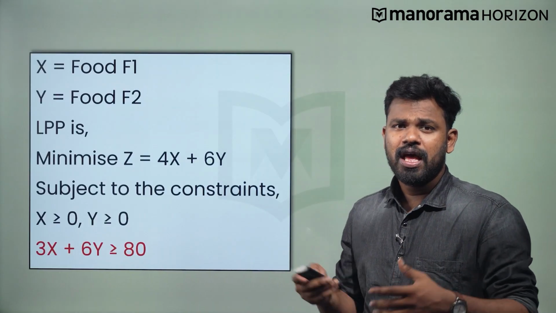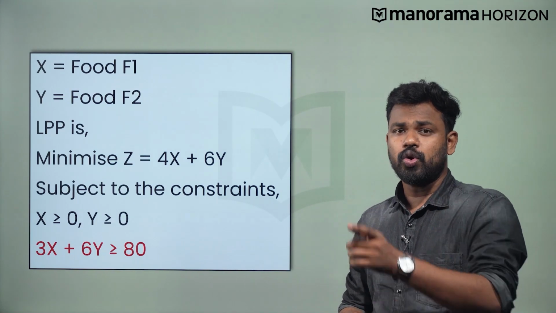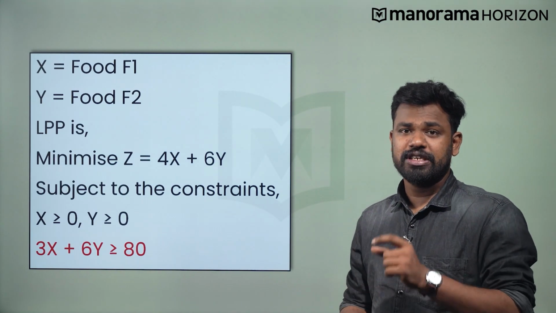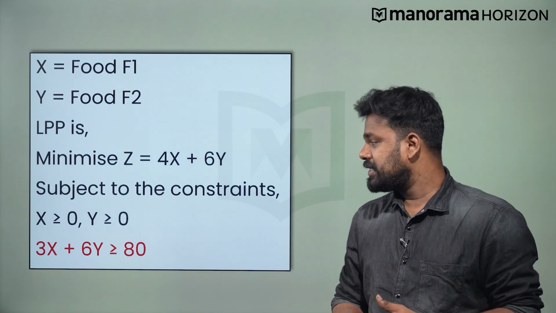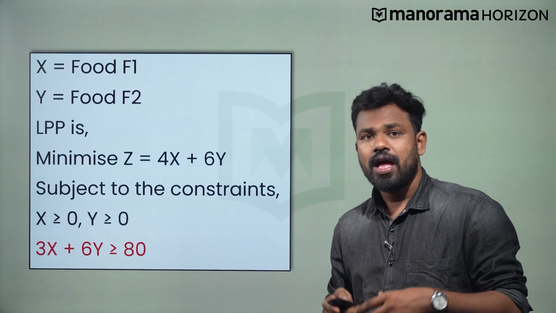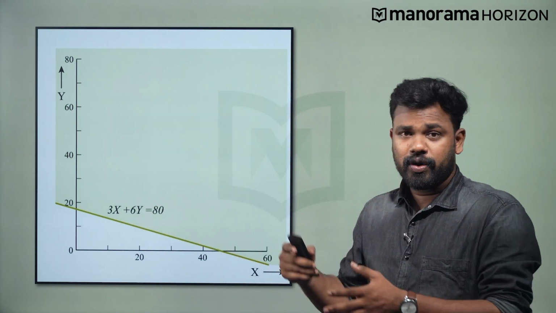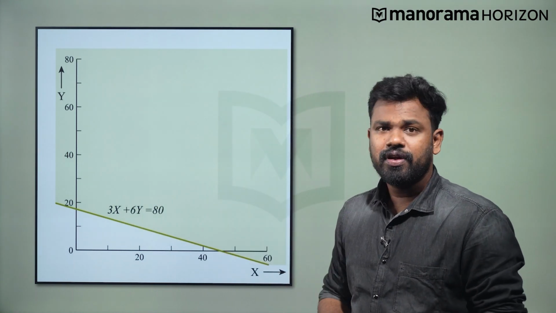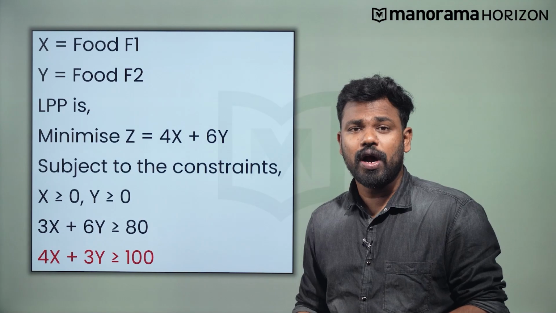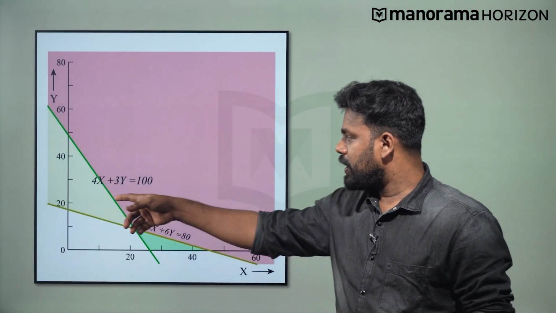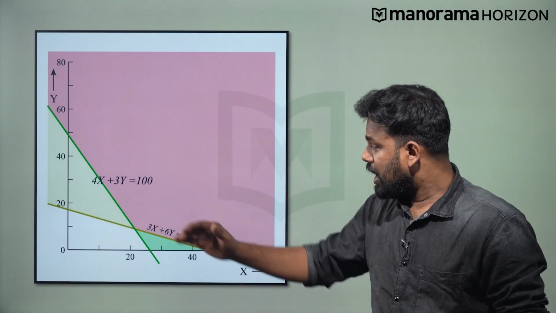Now to find the solution, let x units of food F1 and y units of food F2 be mixed. The LPP is to minimize Z, which is 4x plus 6y, subject to the constraints x greater than or equal to 0, y greater than or equal to 0, and 3x plus 6y greater than or equal to 80. The graph for 3x plus 6y greater than or equal to 80 will be an upper region. For the next constraint, 4x plus 3y greater than or equal to 100, if I plot this graph, I get another area on the other upper side again.